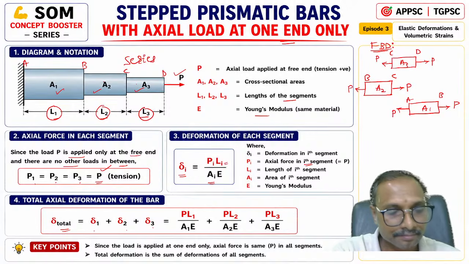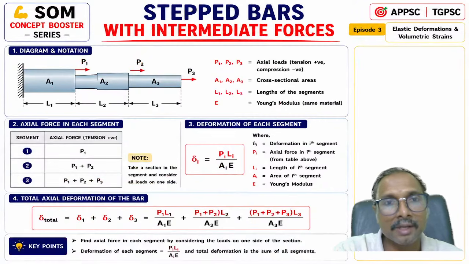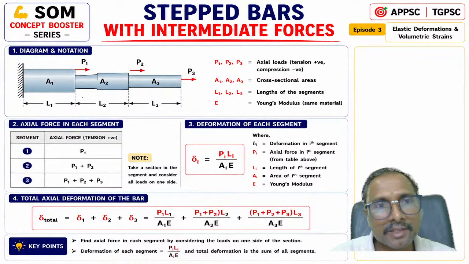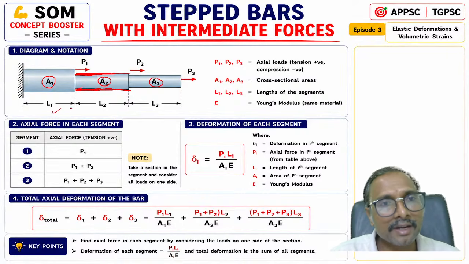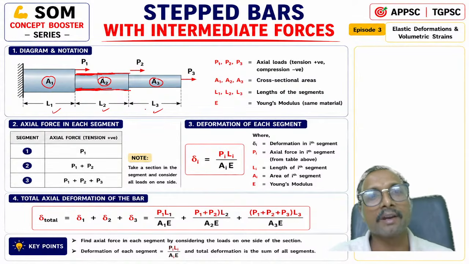Everyone is clear? Right. Now we'll go for stepped bars with intermediate force. Now this is a cross section A2 we are having. Here it is missing a little bit. This is the cross section of which one? This is the second one, right? This is your second bar if you observe A2. The first bar has this A1, the second bar has this A2 cross section, and the third bar has this A3 cross section, with different lengths L1, L2 and L3, right?